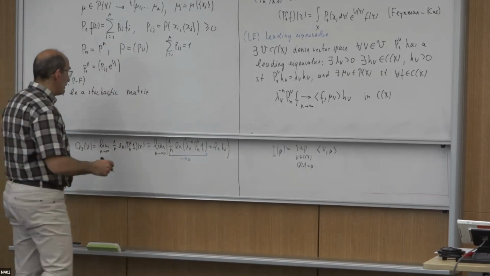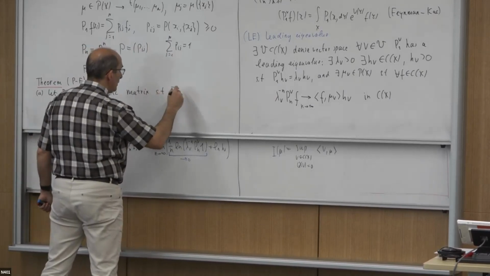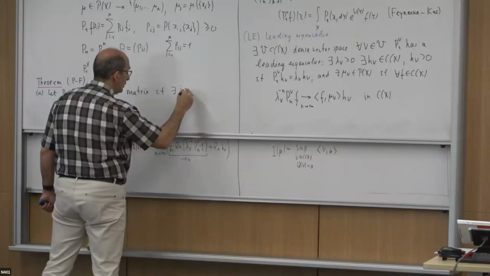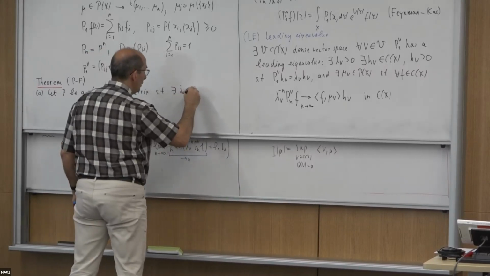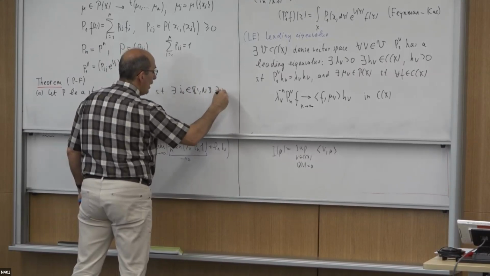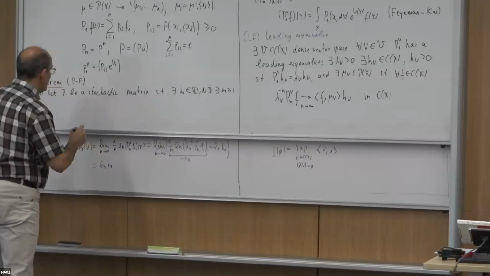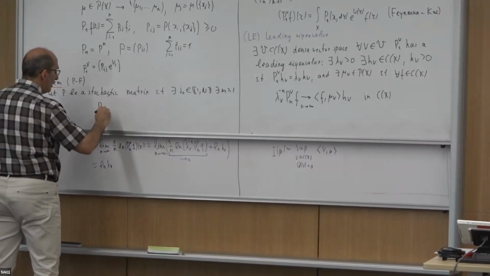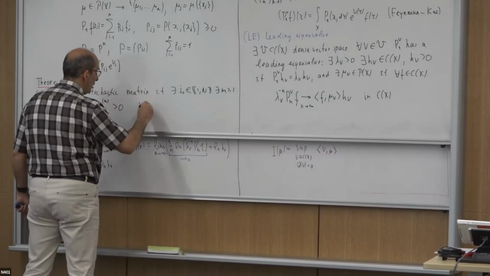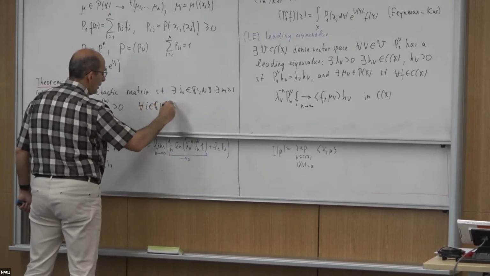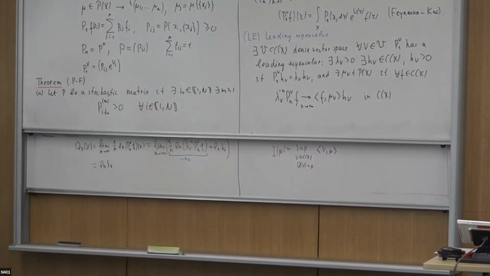P is a stochastic matrix such that there is j naught in 1 to n, the index j naught, and there is an integer n such that the transition from any state i to the state j naught in time n is strictly positive. Okay, I can single out the state such that if I wait an infinitely long time, then the transition from any state to that one will happen with positive probability.